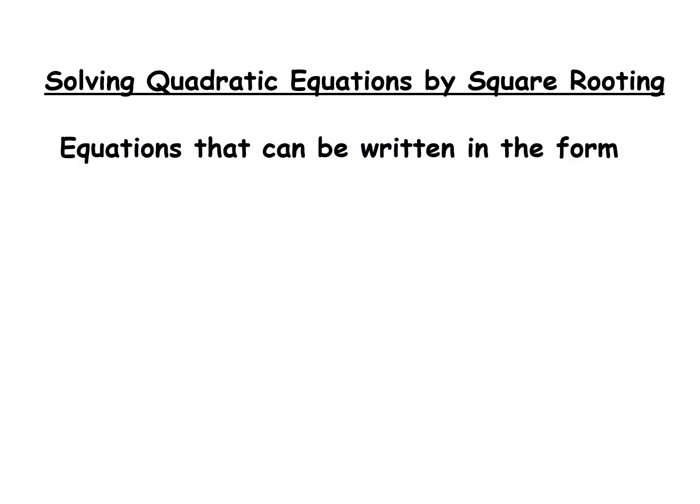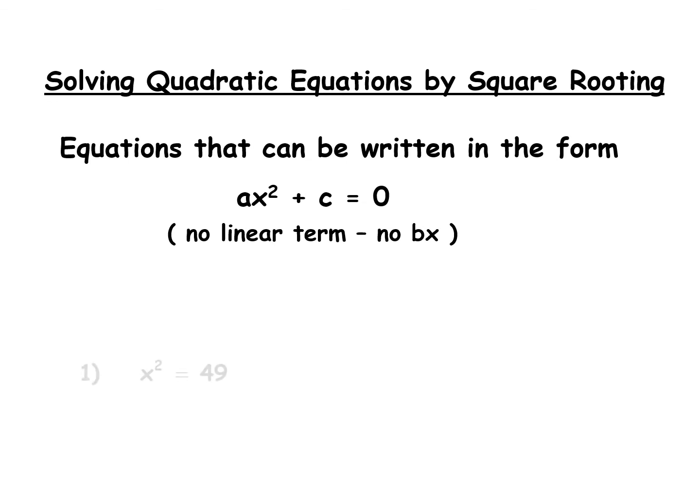The best equations that would be a good candidate to solve by square rooting would be equations that can be written in the form ax squared plus c equals 0. Notice there's no b term, there's no linear term. When there is no b term, that means the equation would be a good candidate to solve by square rooting.